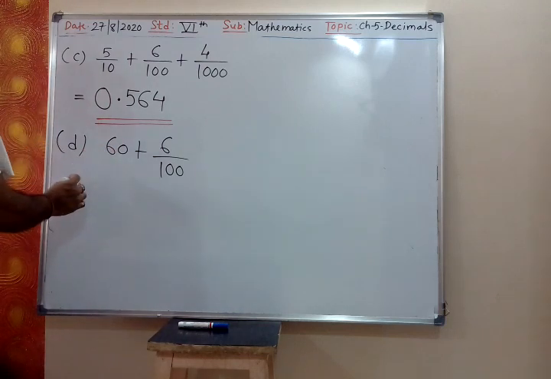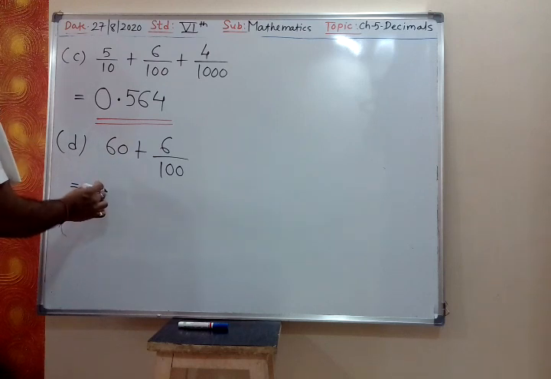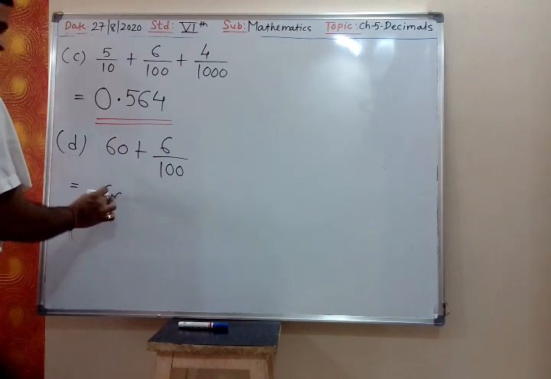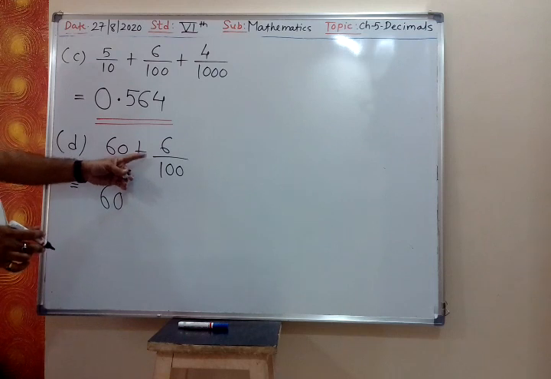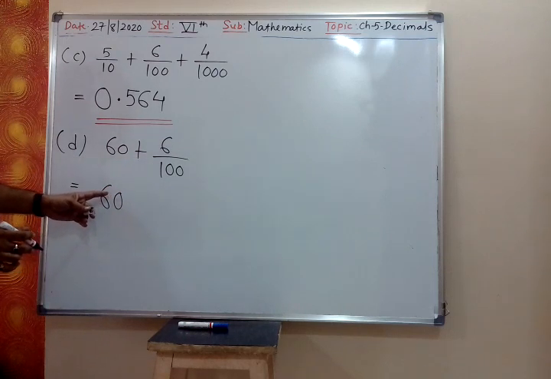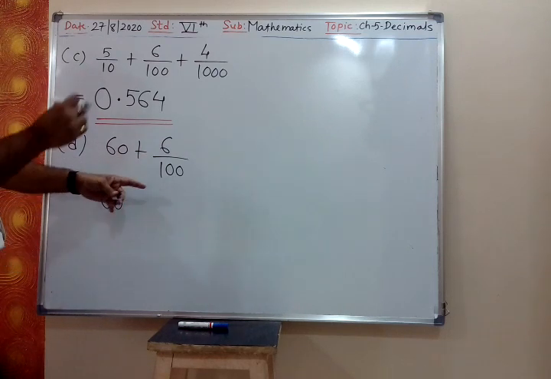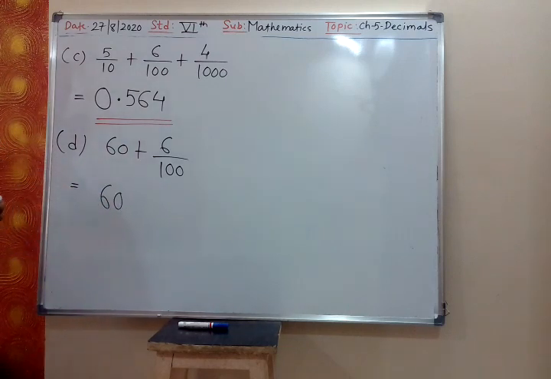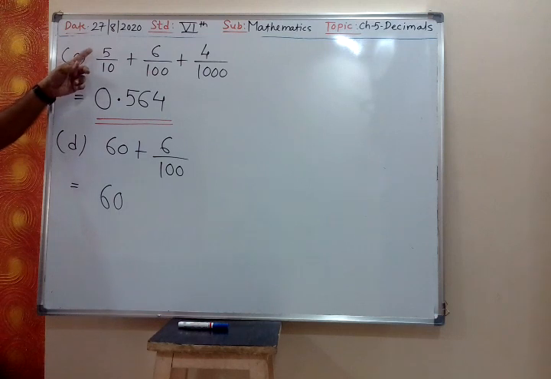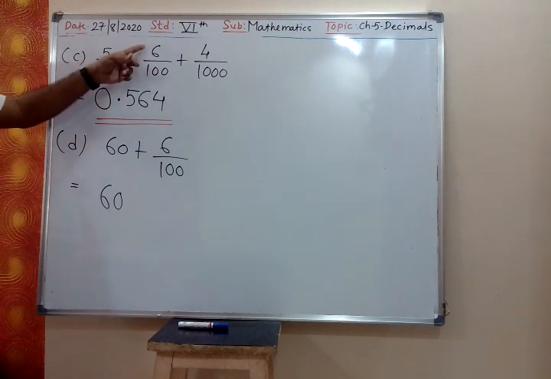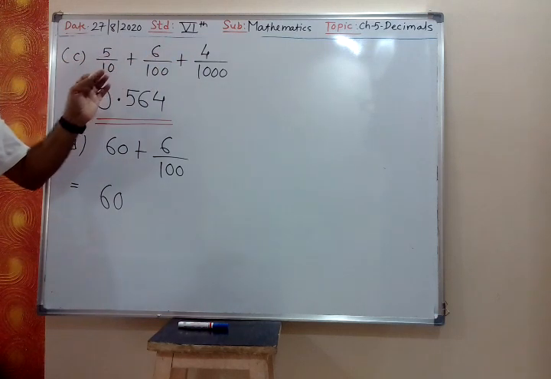So 60, I can write 60 directly. Then after 60, directly we are... Wait, let me explain. We are given 5 upon 10 plus 6 upon 100 plus 4 upon 1000.